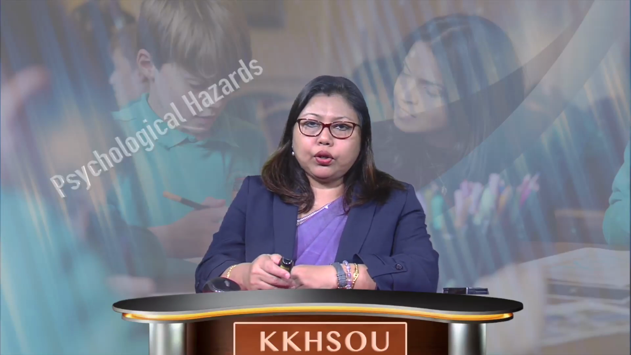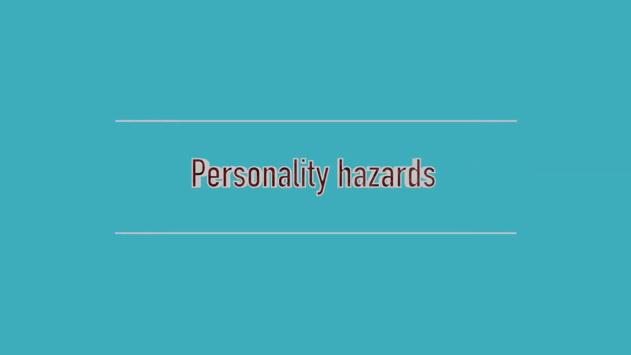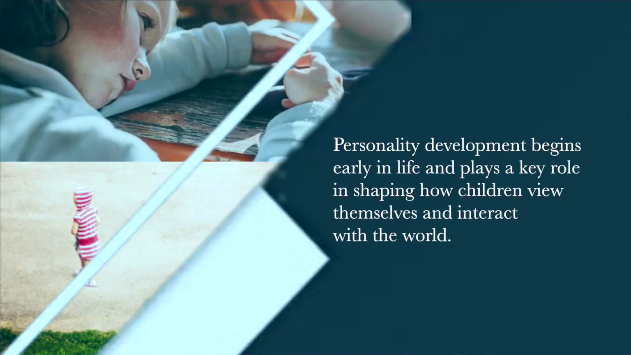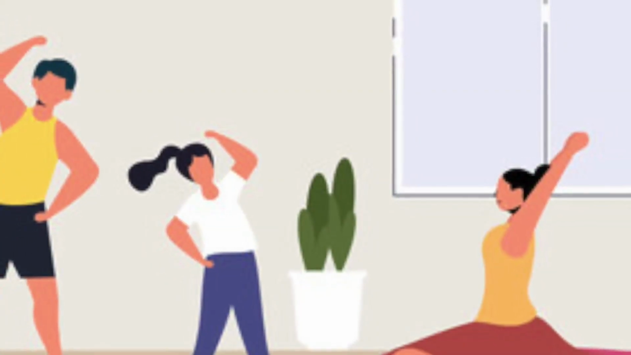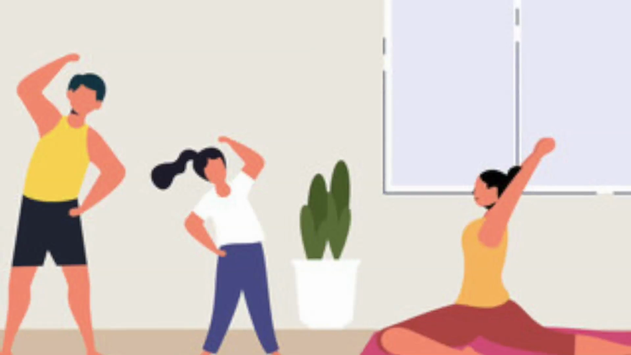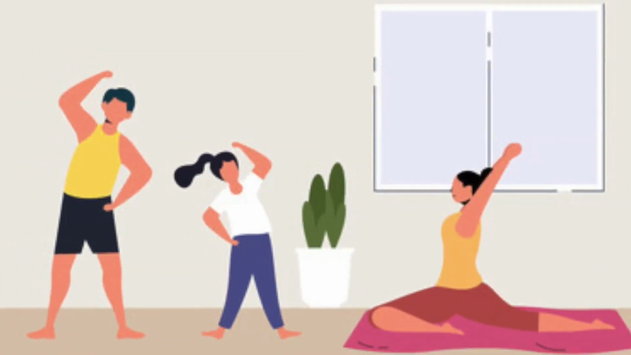Now, let us talk about personality hazards in early childhood. This is the last psychological hazard we will be discussing in today's session. Personality development begins early in life and plays a key role in shaping how children view themselves and interact with the world. A healthy personality helps children build confidence, resilience, and the ability to form positive relationships.